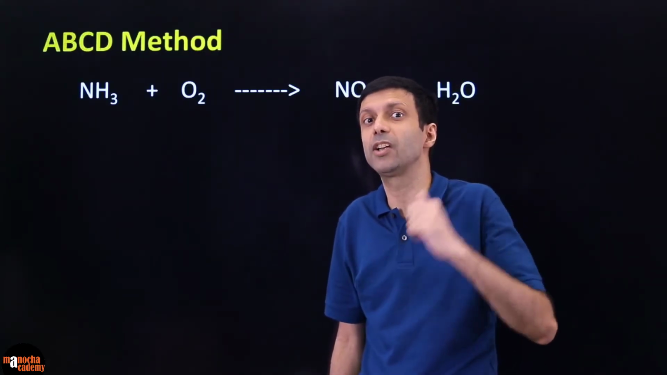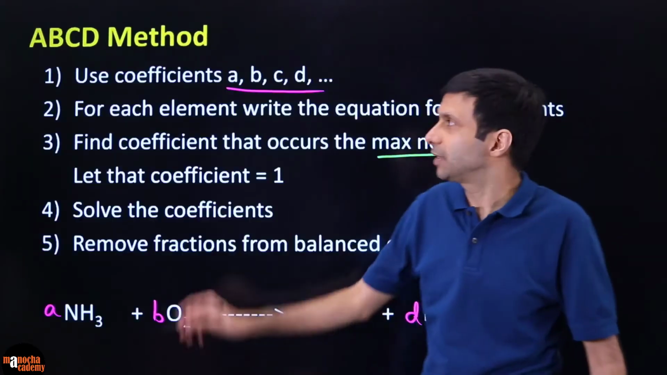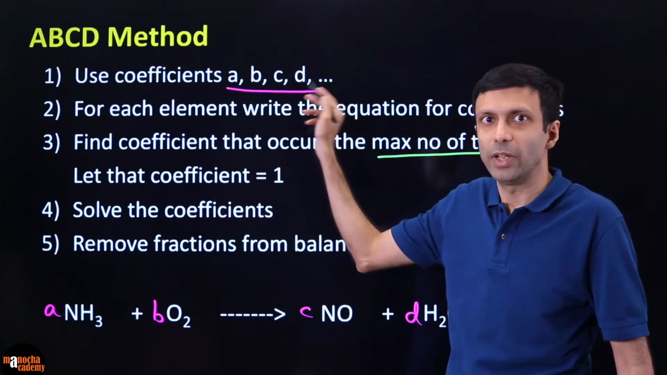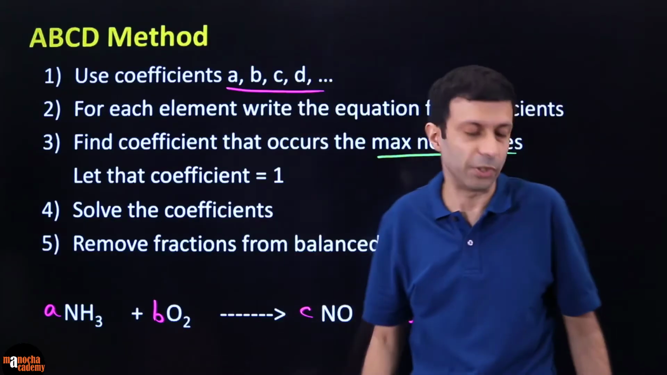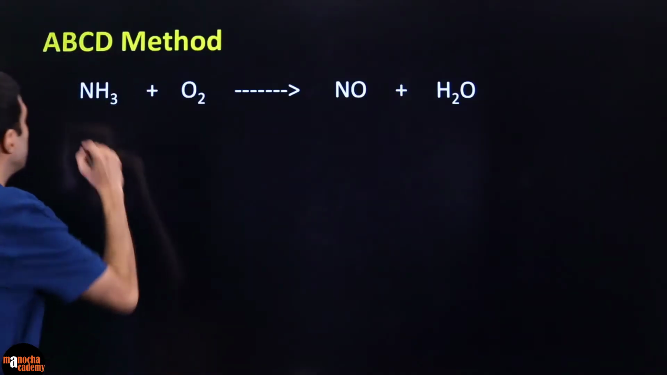Suppose it gets complicated, go for the ABCD method. So what is the first step? First step is to put coefficients into the equations. Use means put those coefficients. So let's do that, guys. We are going to put the coefficients here.